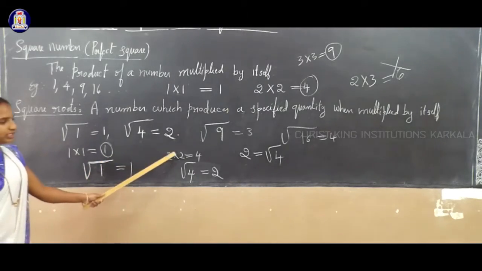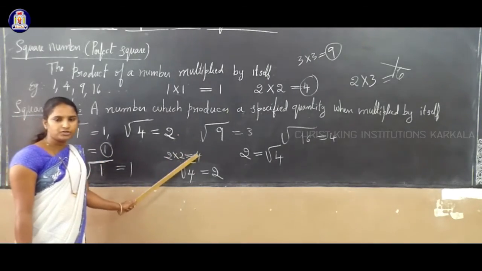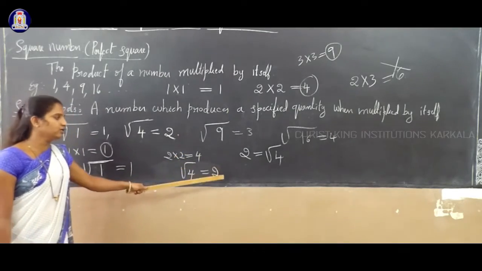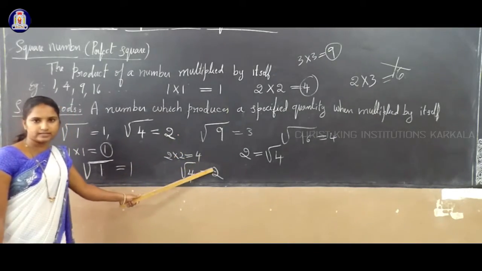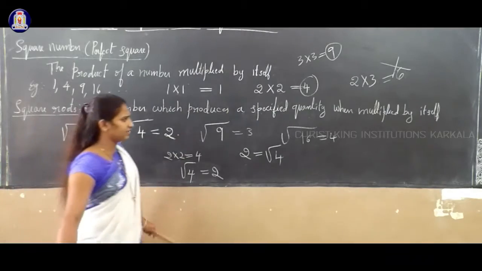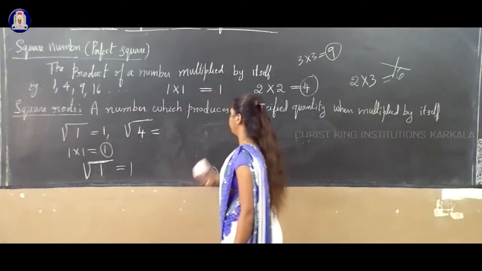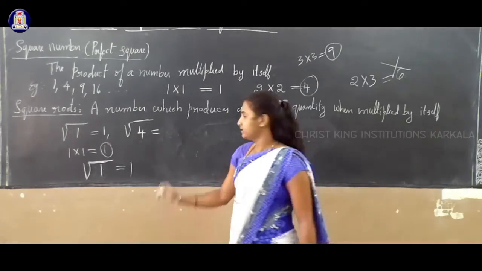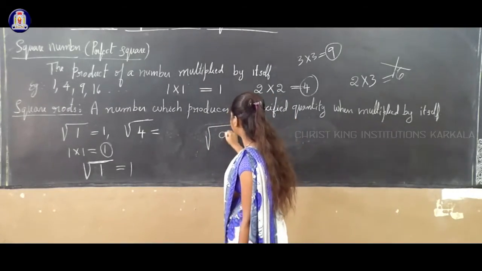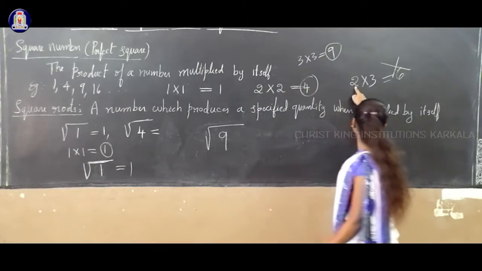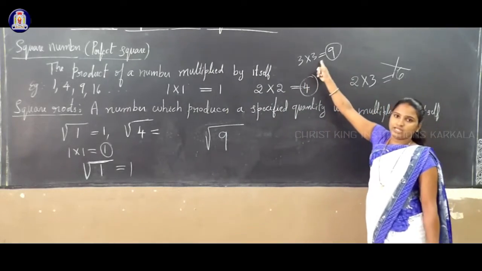See here, 2 into 2, we get 4. So we can say that root 4 is 2. Similarly, if I consider the next number, root 9, you can say 9 is a perfect square. Here we know 3 into 3 will get 9.